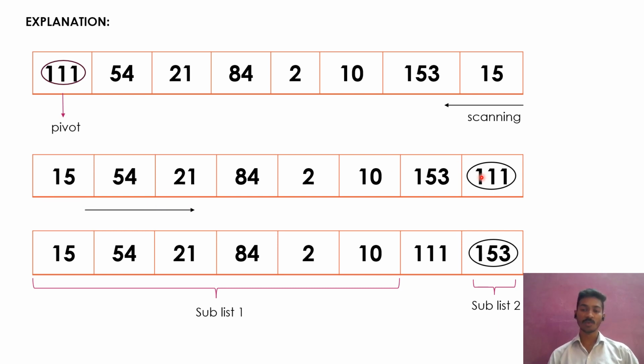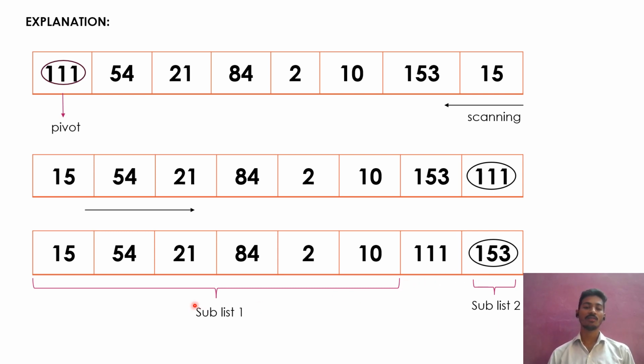Here again, the pivot element does not change, but we have to scan from left to right. Now scanning from left to right, we have to swap a greater element with the pivot element. Here 15, 54, 21, 84, 2, 10 are smaller elements. But when we reach 153, it is greater than 111. Now we have to swap both. After swapping, we will get this array. Here the pivot element is placed in its correct position. As we can see, the elements before the pivot element are less than the pivot and the elements after the pivot element are greater than the pivot.